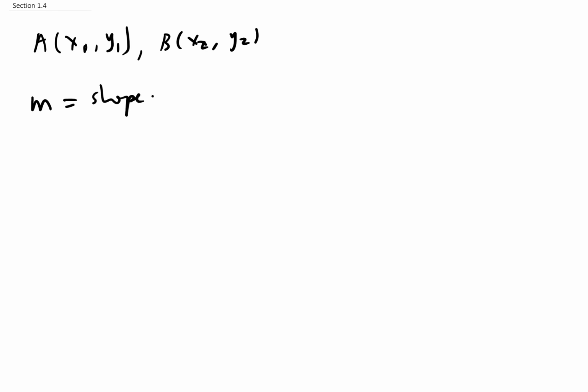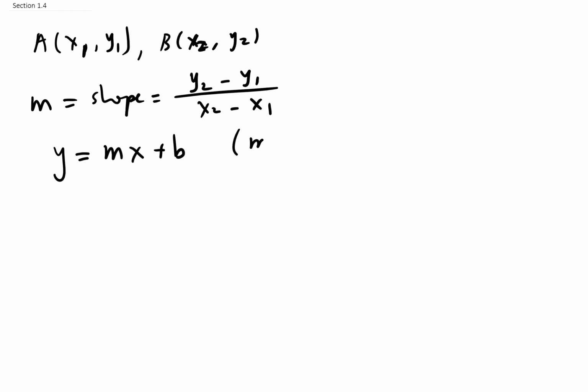First, if you have 2 points, call them A (x1, y1) and B (x2, y2), then the slope of AB, M, is given by y2 minus y1 over x2 minus x1. That's the slope of AB. And the equation of the straight line is given by y equals mx plus b. M is the slope and b is the y-intercept.